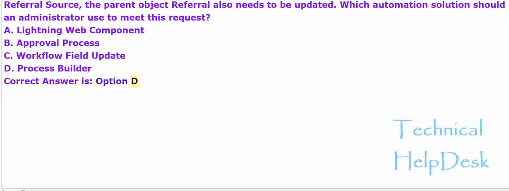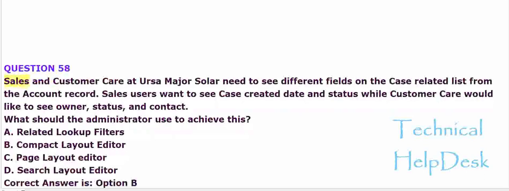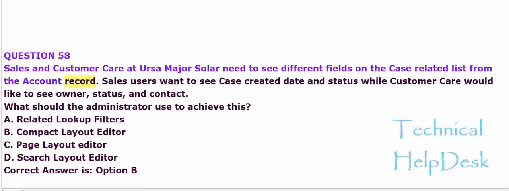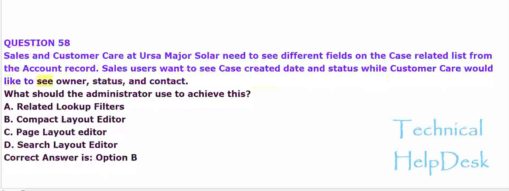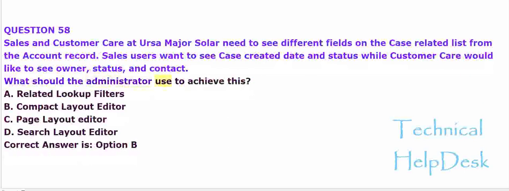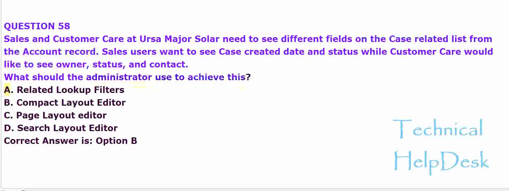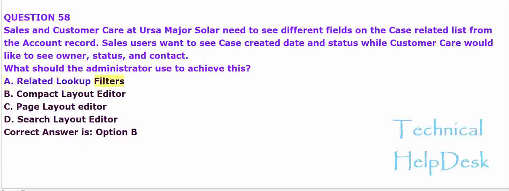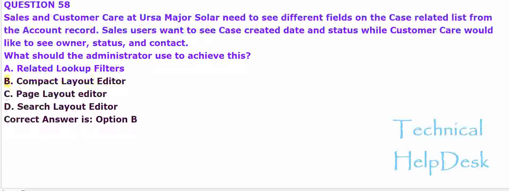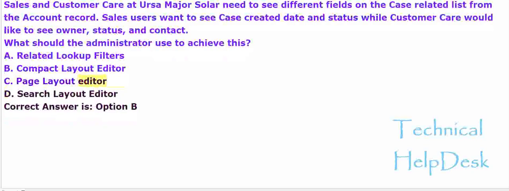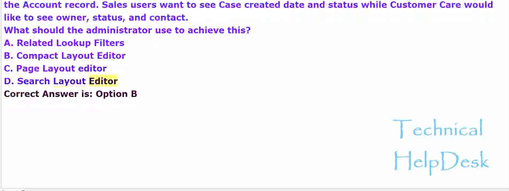Question 58. Sales and customer care at Ursa Major Solar need to see different fields on the case related list from the account record. Sales users want to see case created date and status, while customer care would like to see owner, status, and contact. What should the administrator use to achieve this? A. Related lookup filters. B. Compact Layout Editor. C. Page Layout Editor. D. Search Layout Editor. Correct answer is option B.